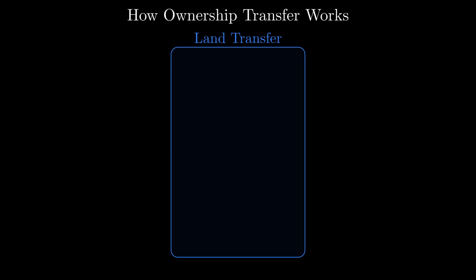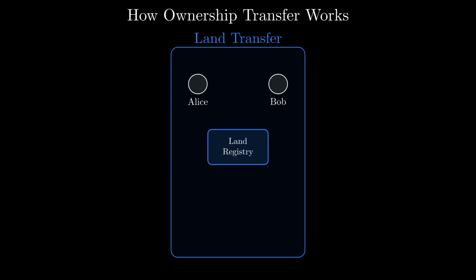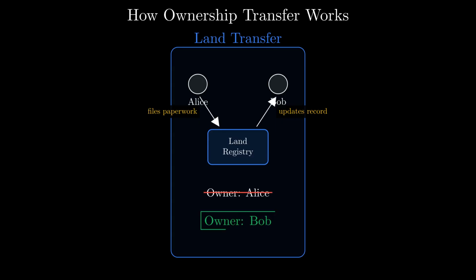Think about how land ownership works. When Alice sells a parcel of land to Bob, no physical land moves between them. Alice goes to the land registry, a government office, and files paperwork that convinces the registry to update its records. The entry changes from owner, Alice, to owner, Bob. The land stays exactly where it always was. What changed is a record in a database.